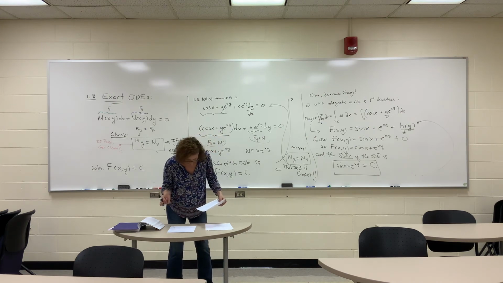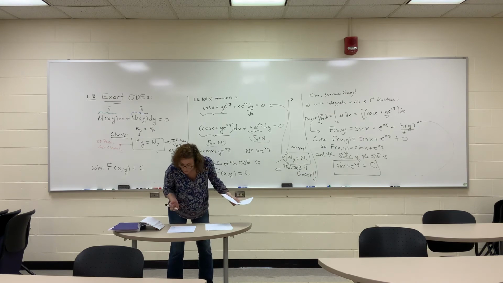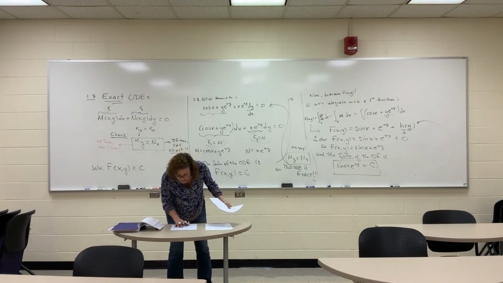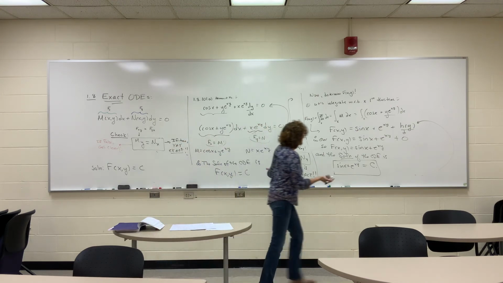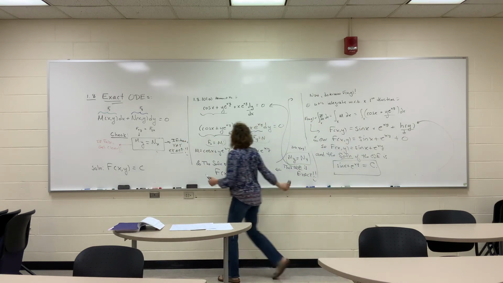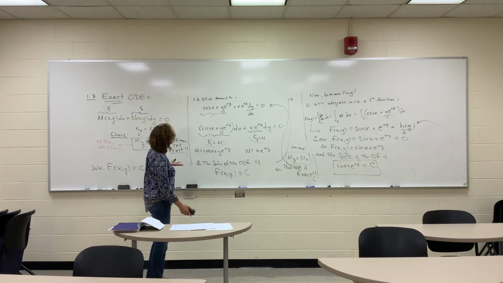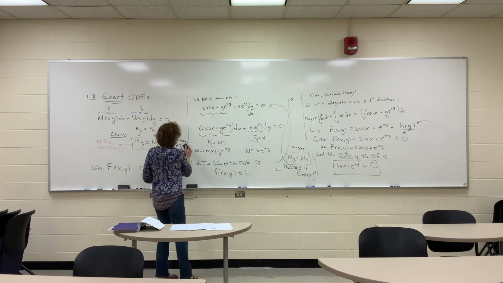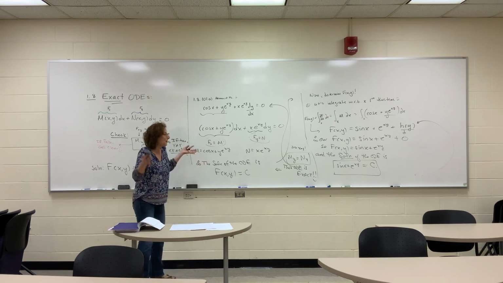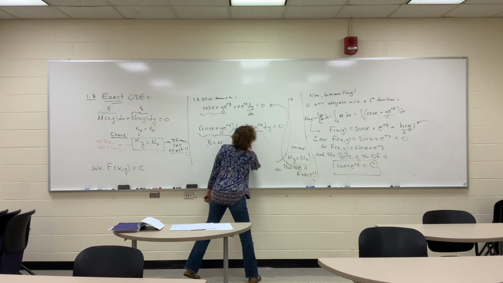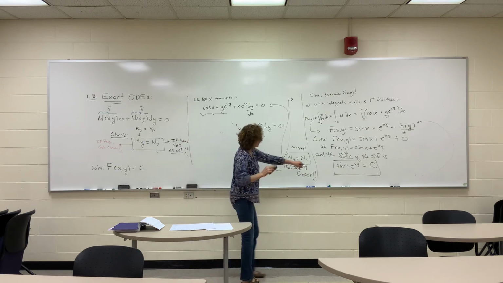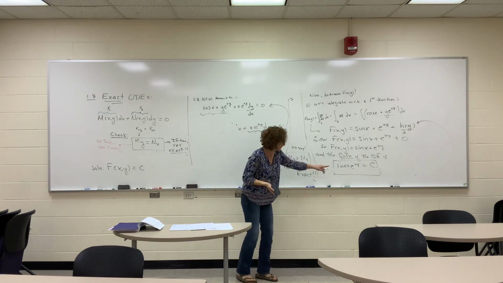Let's see. What else could we mention? Suppose we had an initial value problem. So what would be different? Nothing. We would just go right through this exact same process, get that implicit solution, right? This is an implicit solution.